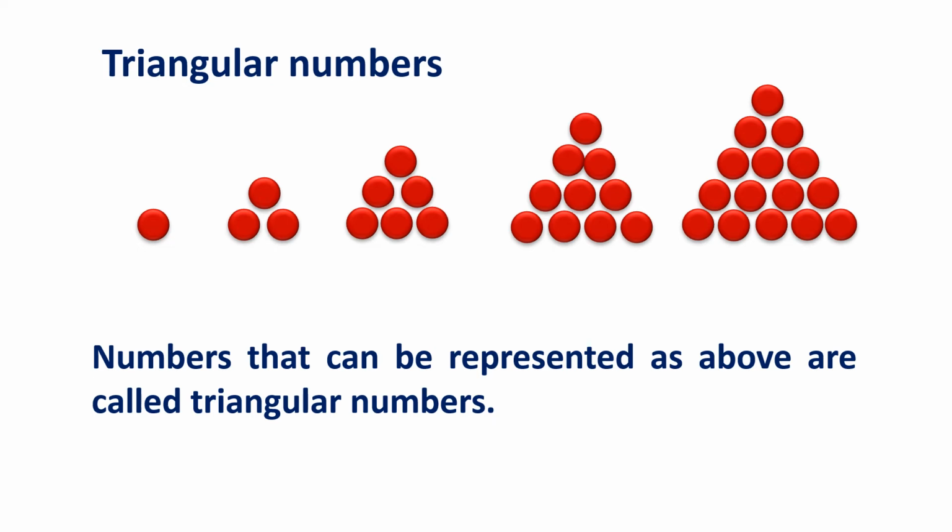So here I have mentioned the first 5 triangular numbers. For the first triangular number, we have got only one dot. That means 1 is our first triangular number. Next one is 3. Next one is 6. Next one is 10. And the fifth triangular number is 15.